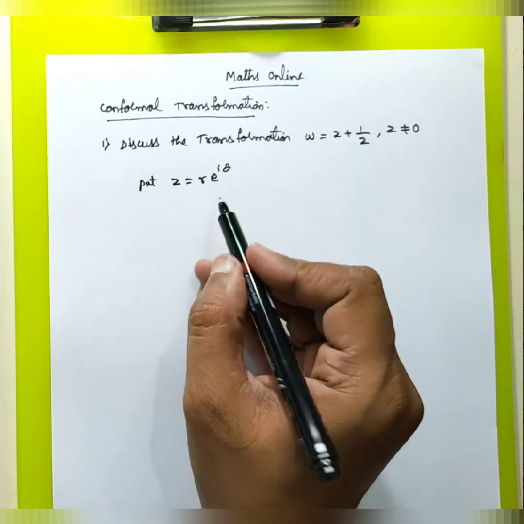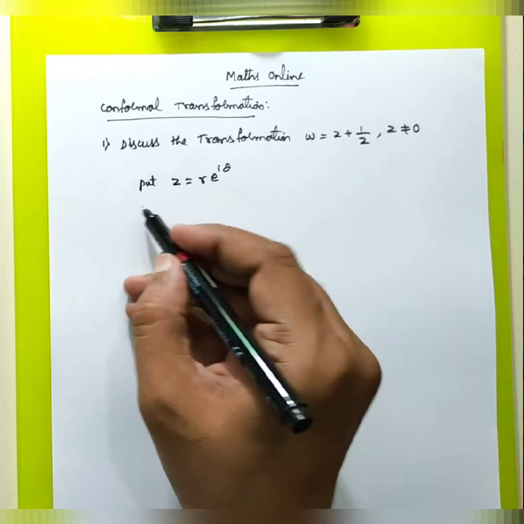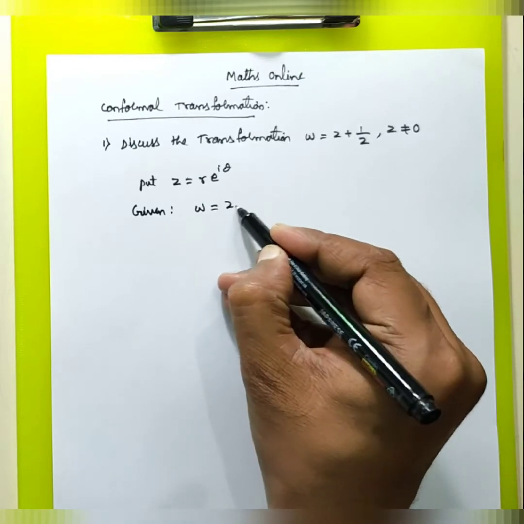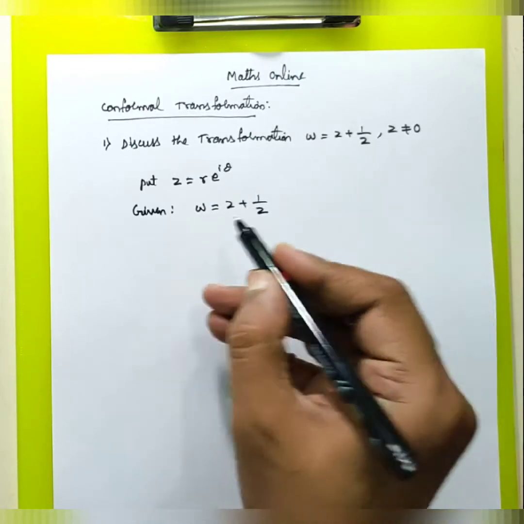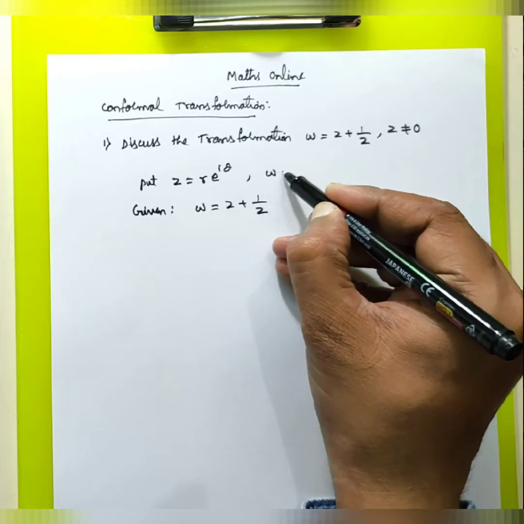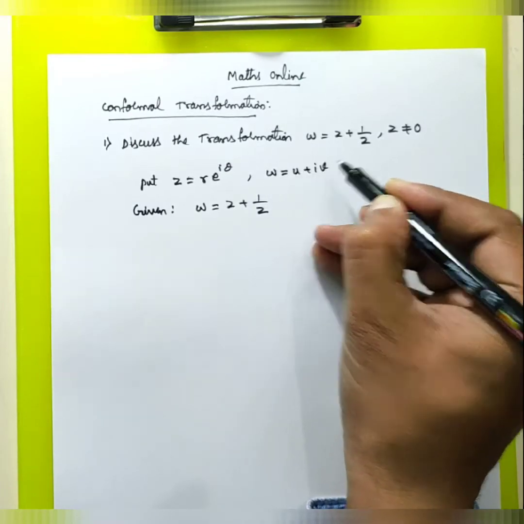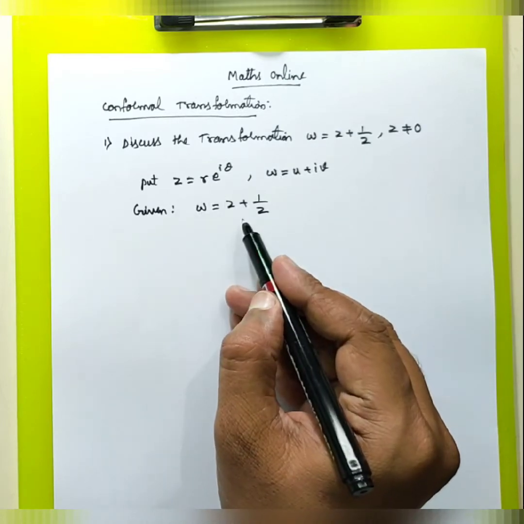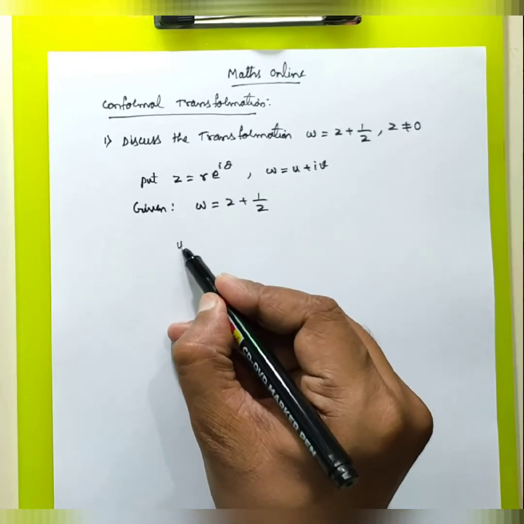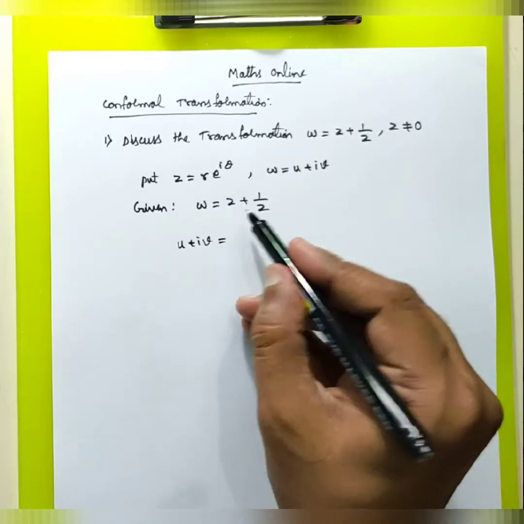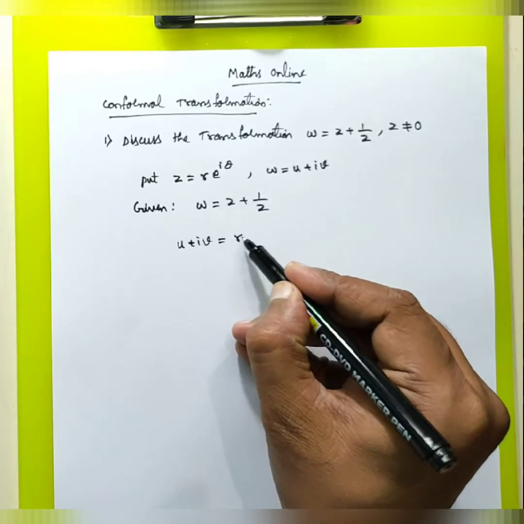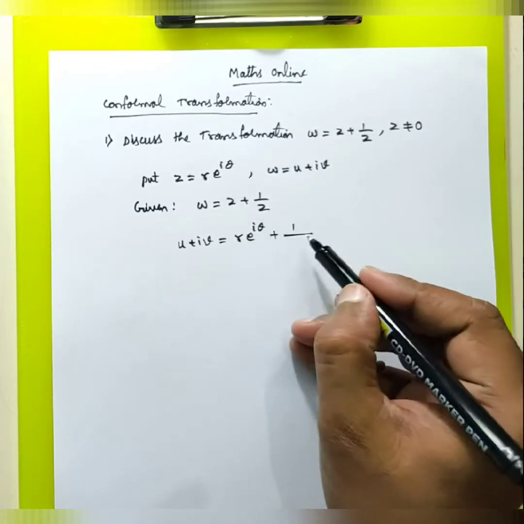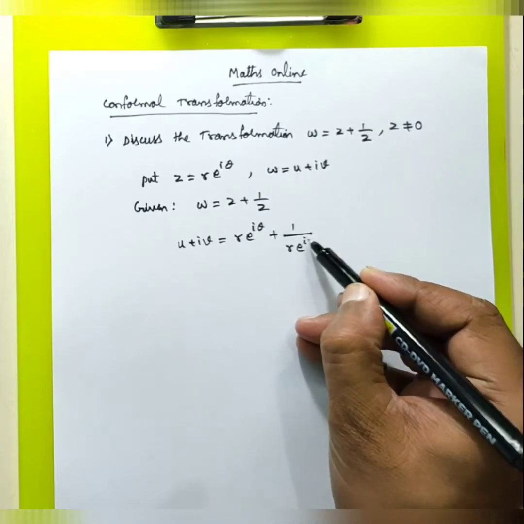In that case, given w equals z plus 1 by z, we know the value of w is u plus iv. So if I plug in the values of w and z, we get w equals u plus iv equals the value of z, which is r e power i theta, plus 1 by z, which is 1 by r e power i theta.